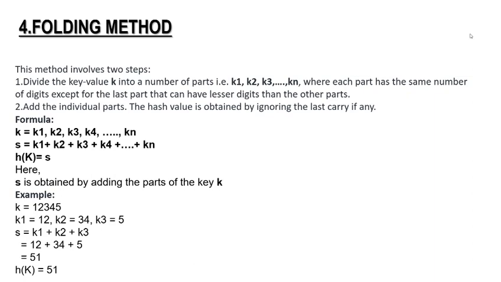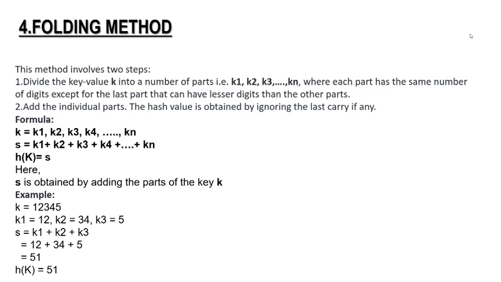Meaning if we divide a number into equal parts, if a remainder is left, then that should be less than the earlier cut value. That is, if we have 1 2 3 4 5, we have to divide it into 1 2 and 3 4 and next 5, because 5 has fewer digits than the earlier 3 4. In that way we have to divide it. And next, add the individual parts. That is, the hash value is obtained by ignoring the last carry, if any.